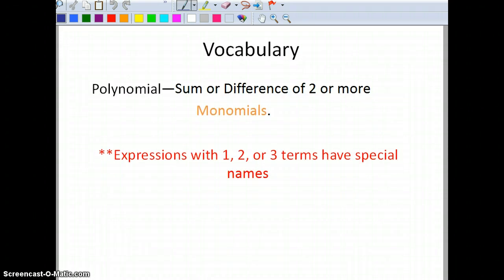So there is quite a bit of vocabulary. So first of all, a polynomial. A polynomial is the sum or difference of two or more monomials. So when we talk about monomials, we're really talking about a term. Expressions that have one, two, or three terms have special names. We're going to be talking about those special names in just a few minutes.